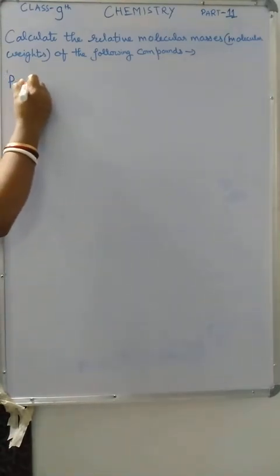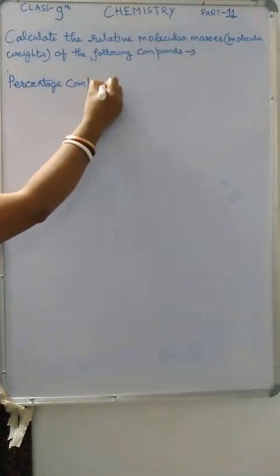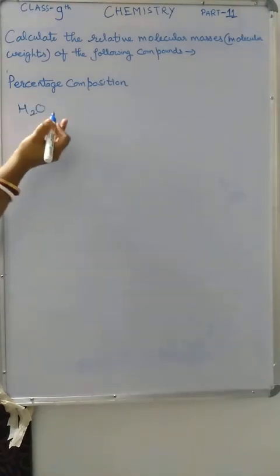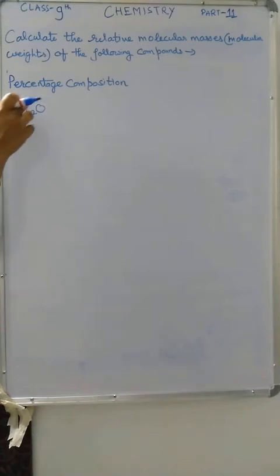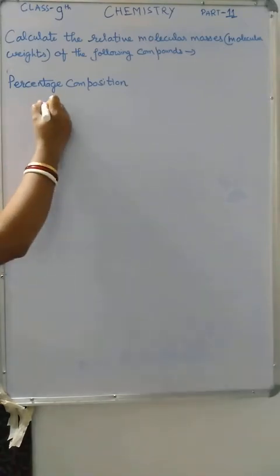Percentage composition. So percentage composition of a compound is the percentage by weight of each element present in it. Suppose any compound is there, say water, then you have to find out the weight of each element separately. The weight of hydrogen, the weight of oxygen, you have to find out the weight of each element separately.